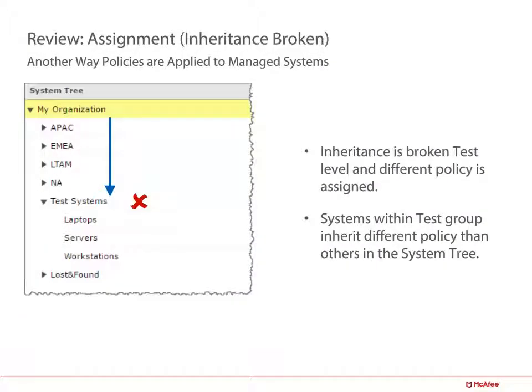In this screen, you'll see that I can break the inheritance for that particular policy that was assigned at my organization by clicking on the Test Systems group, selecting the Assign Policies tab, editing the assignment, and selecting a different policy. With that change, I'm breaking the inheritance, and the systems from there down only get the policy settings that are assigned at the Test Systems group. This gives you a lot more granular control within your environment.